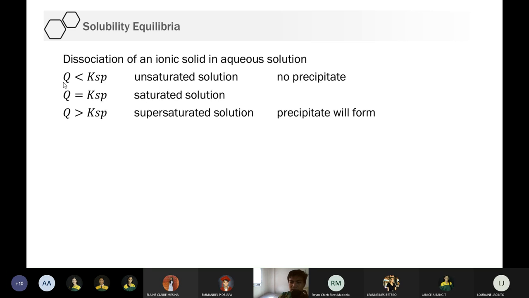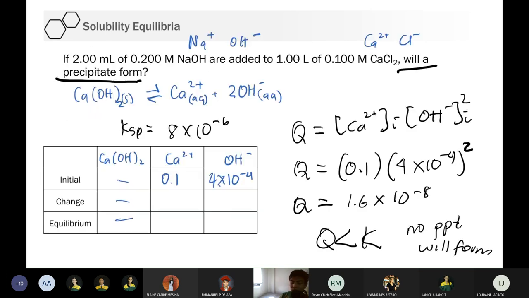From this idea, by relating Q sa K, you can predict kung kailan tayo magpo-form ng precipitate. If your reaction quotient is greater than K, then that is the time where precipitates will start forming. However, if it is less than that, hindi ka magpo-form ng precipitate. Okay. So, such as this example here.